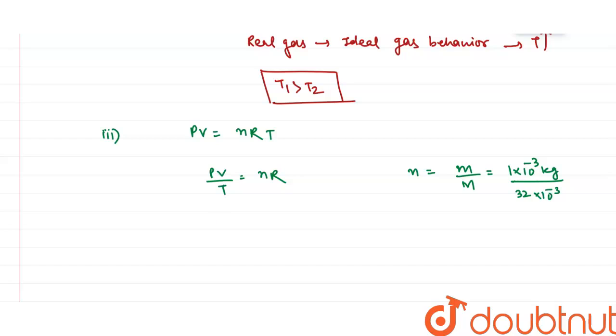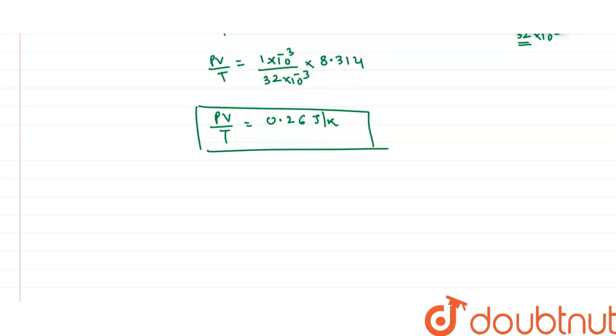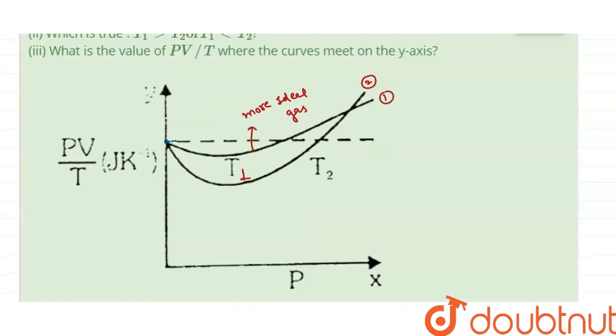Putting in the values, because for oxygen the molar mass is 32, the value of n is 1 into 10 to the power minus 3 upon 32 into 10 to the power minus 3, multiplied by the value of R, which is 8.314. Simplifying this, the value of PV upon T comes out to be 0.26 joule per Kelvin. This is the value of PV upon T for oxygen gas, 0.26 joule per Kelvin.